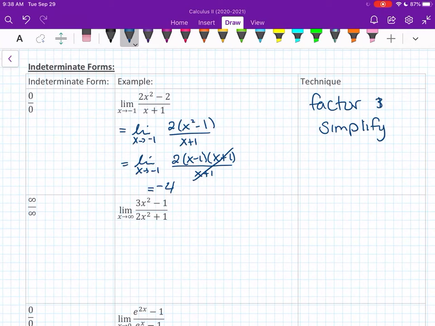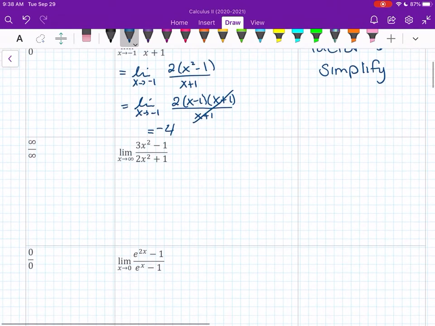Next example is the limit as x approaches infinity of (3x squared minus 1) over (2x squared plus 1). And we see that both the limit of the numerator and the denominator are infinity. So I get my intermediate form of infinity over infinity. For this one, we're going to do some different manipulation. We're going to multiply the top and the bottom by 1 over x squared.